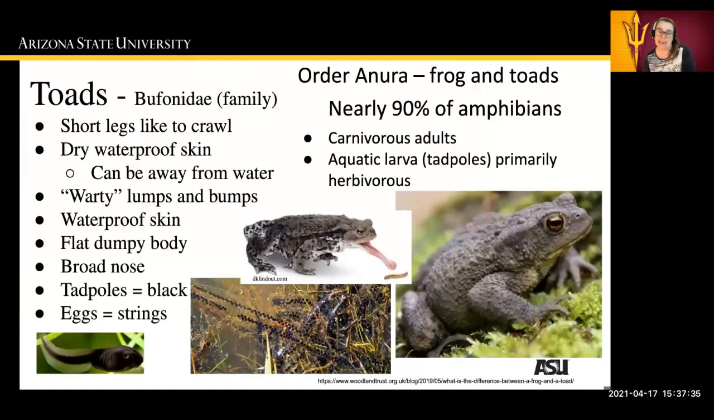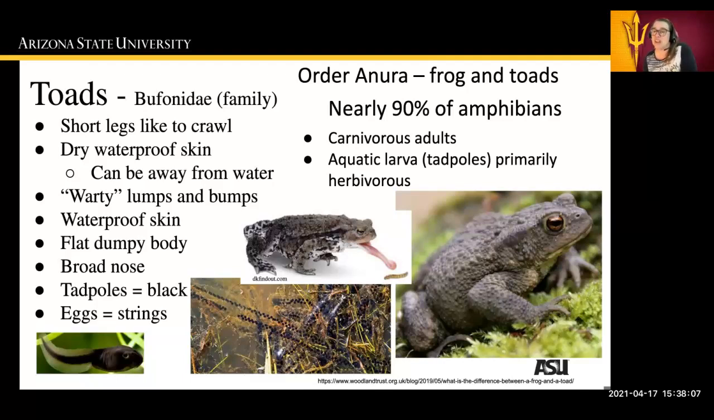Toads are the Bufonidae family. They have short legs and they like to crawl, unlike frogs. They have dry, waterproof skin, and they can be away from water a lot longer than frogs can. They have these warty looking lumps and bumps all over their skin, and they have this flat, dumpy looking body and a really broad nose. Their tadpoles are black, and their eggs look like long string strands of little black polka dots.